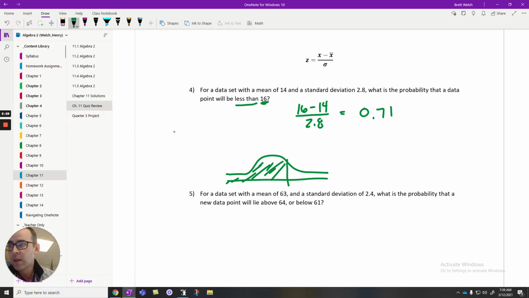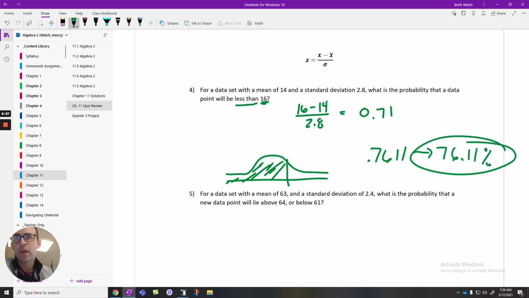0.7611. So 0.7611, which would be 76.11% probability that we're going to have a point less than 16.